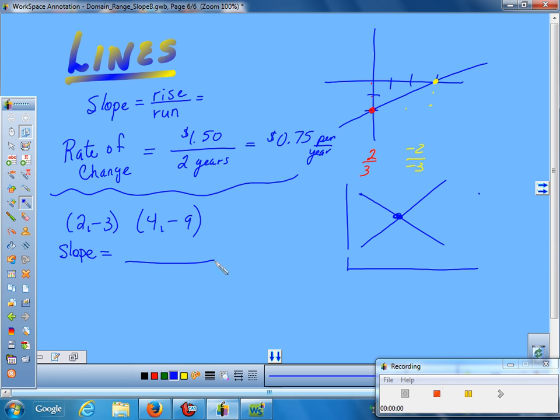Y minus y. Think about which variable rises. Y. Y's rise, y's go up and down. What did you say? So yes, it's y minus y over x minus x.